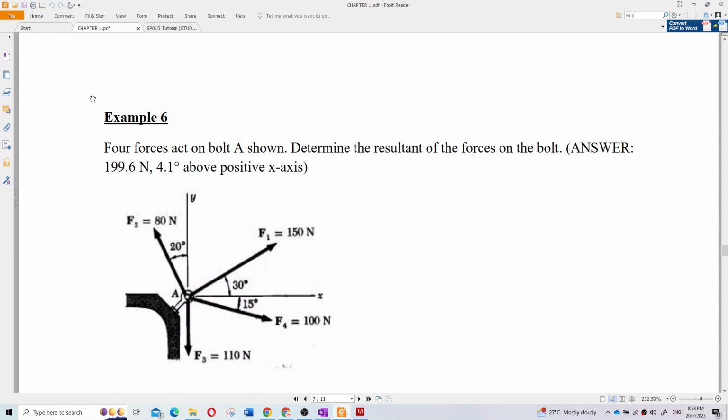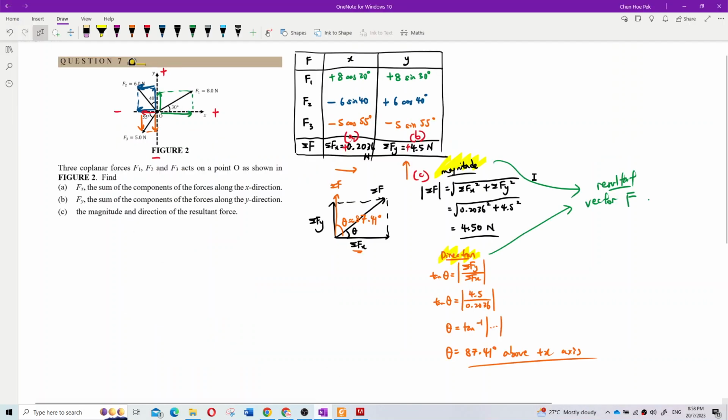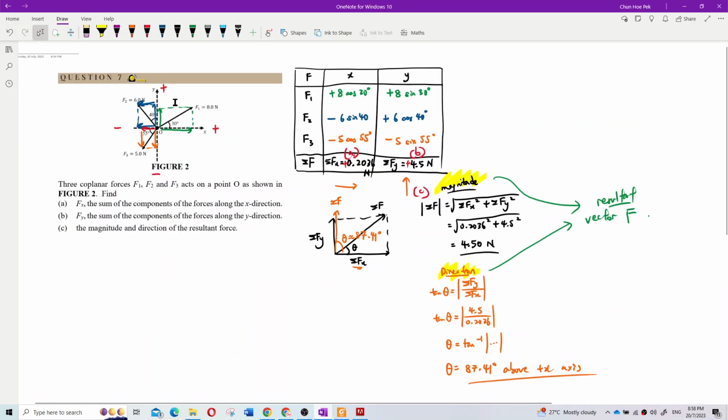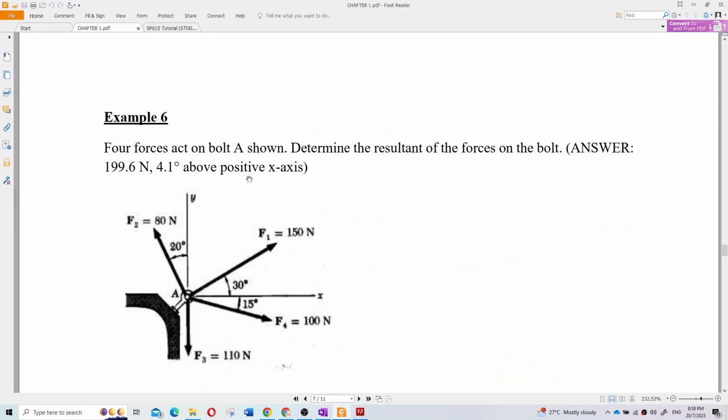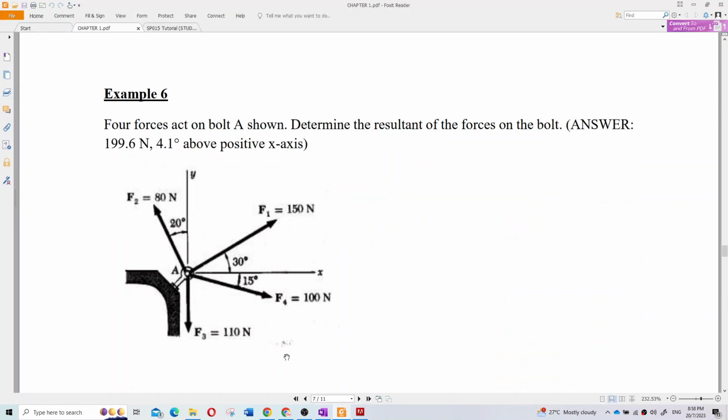In your next class, I will check each of your work. Find the resultant force of all these forces. Resultant means you need to give both magnitude and direction. You need to first resolve the forces into x and y components. Put it into the table. Remember the positive, negative sign for direction, to the left, to the right. Pythagoras theorem to find the resultant, and tangent theta to find the direction. So I leave example 6 as your homework.